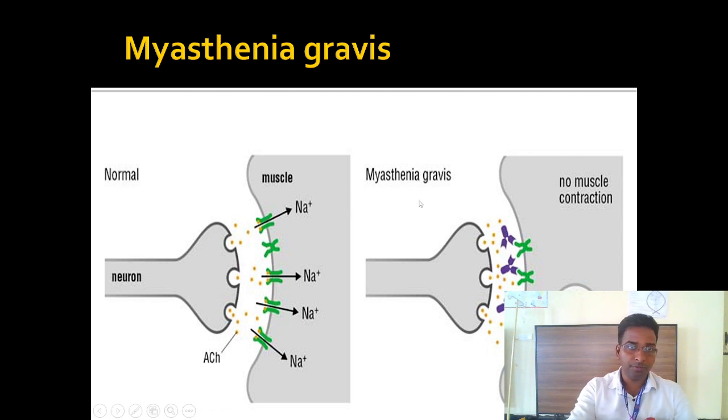When we see this picture, we can say that normally enough acetylcholine will be released and acts on the respective NM receptors present in the muscle end plate. But here in myasthenia gravis, this receptor population is reduced because of the targeting antibody. The antibody will target these receptors and neutralize or degrade them. Thus whatever acetylcholine is released cannot bind to NM receptors, causing muscle weakness.